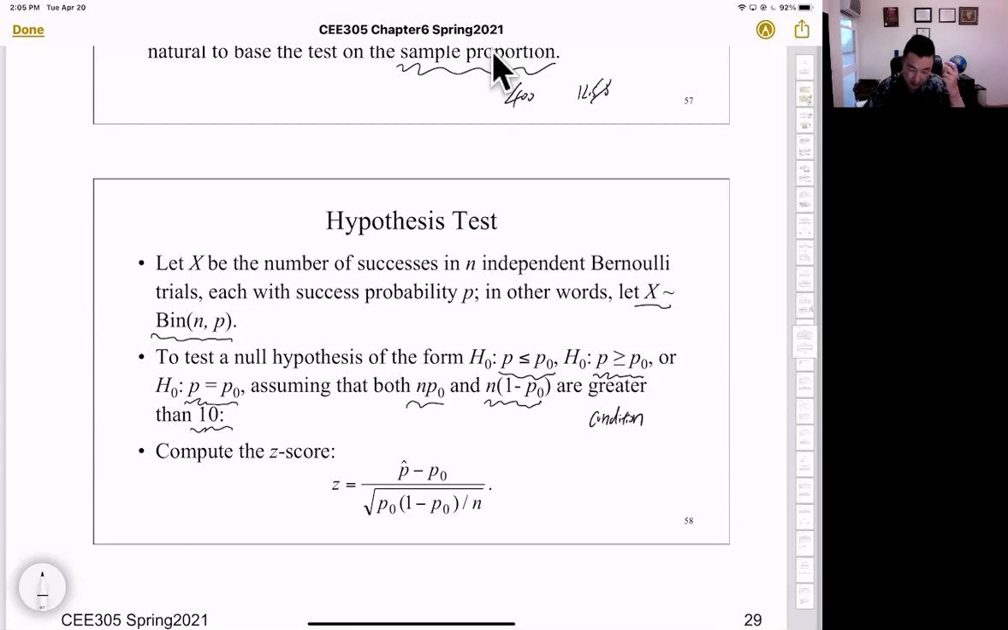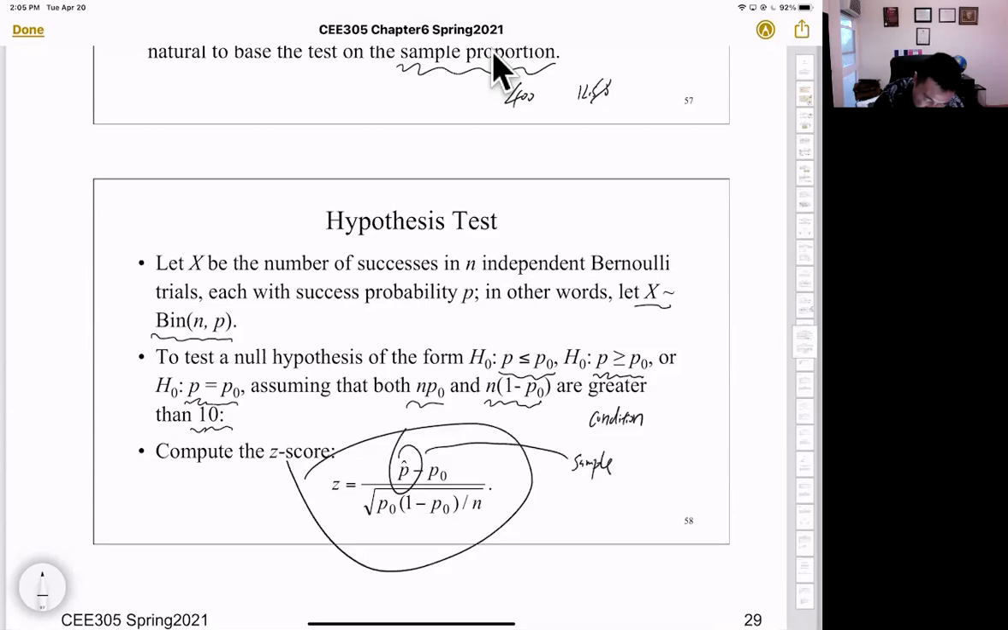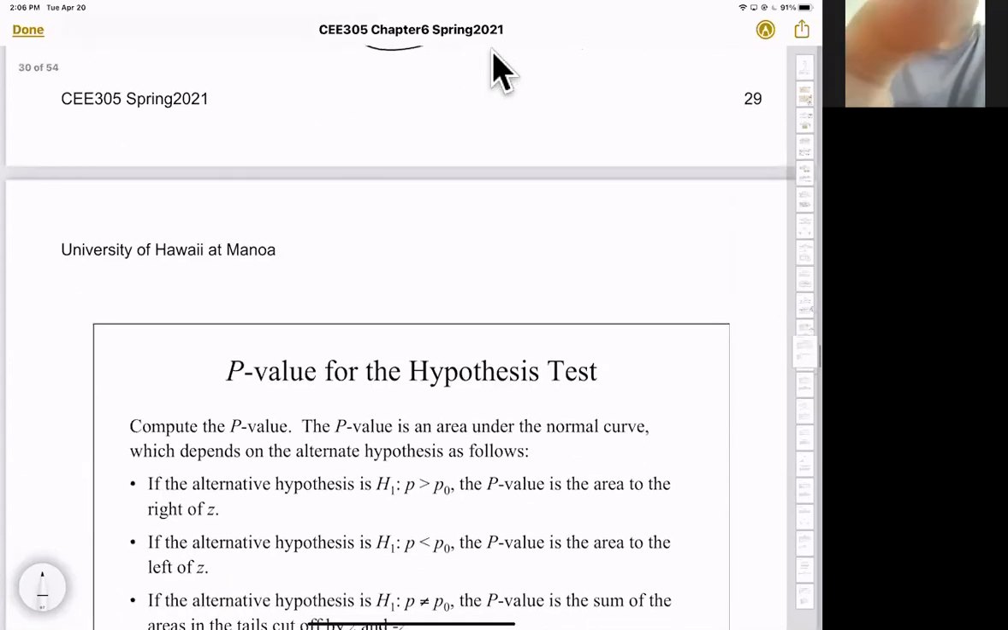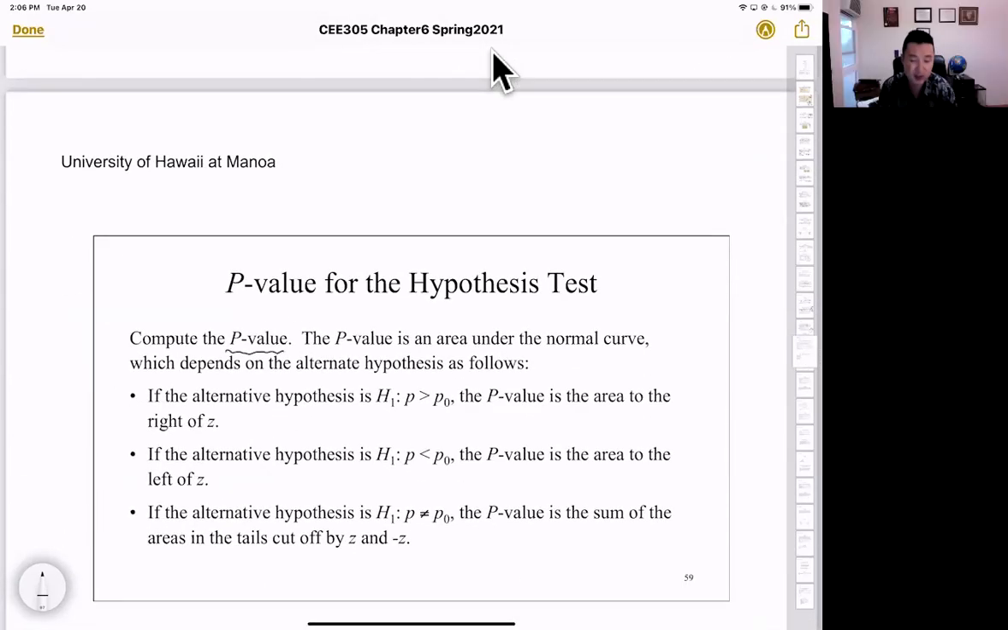So we calculate the z-score. The z-score equation is this. This is the sample proportion, which in the example is 12.5%. P0 is whatever the question wants to check, in this example 10%, and the sample size is n. We calculate the z-score based on this equation, and then we calculate the p-value. This is the same procedure as we did for the test of large sample population mean.